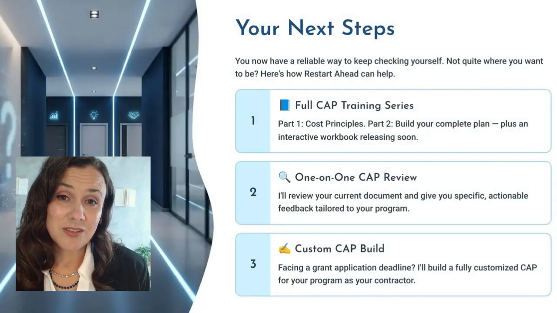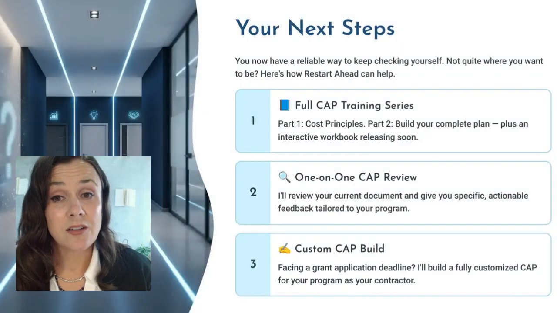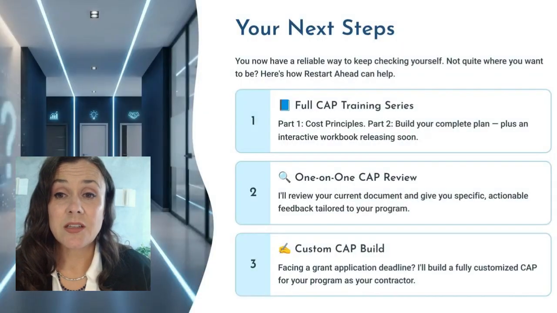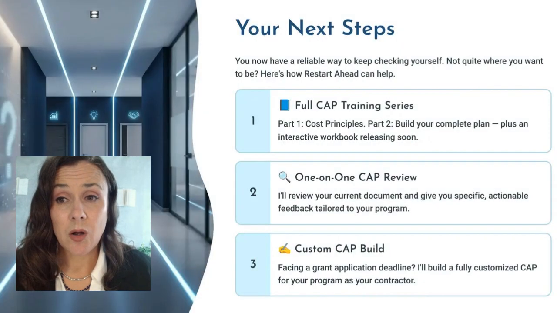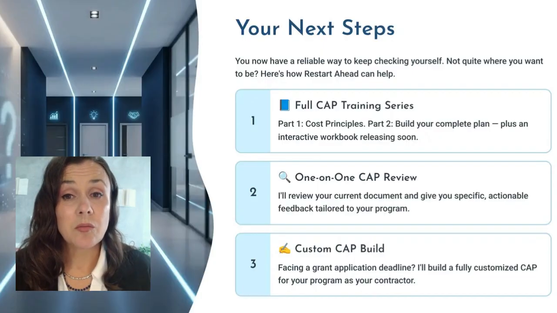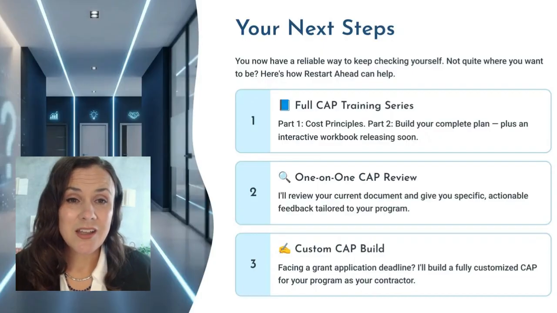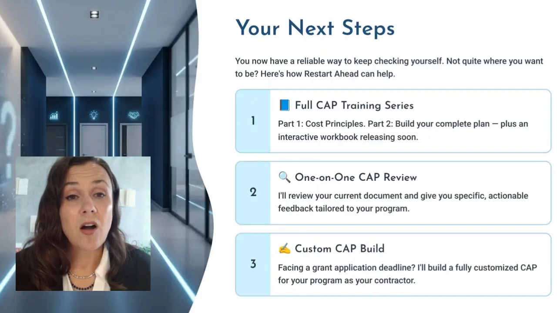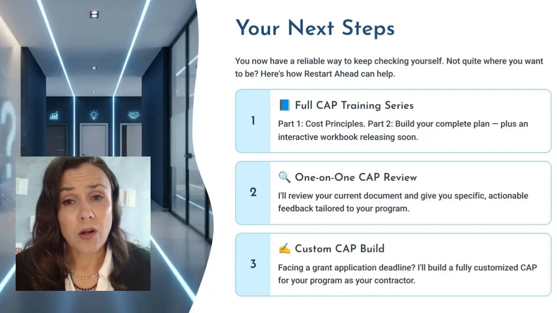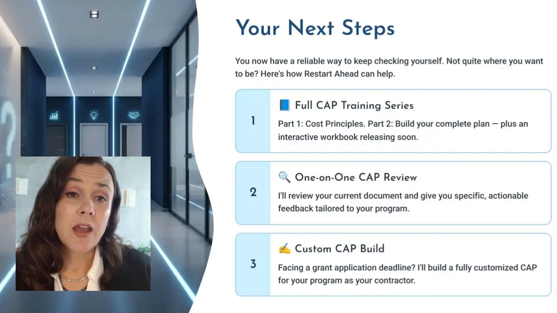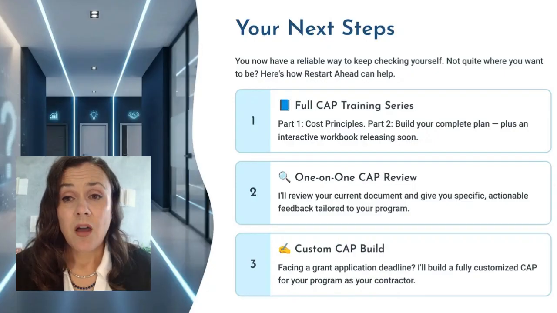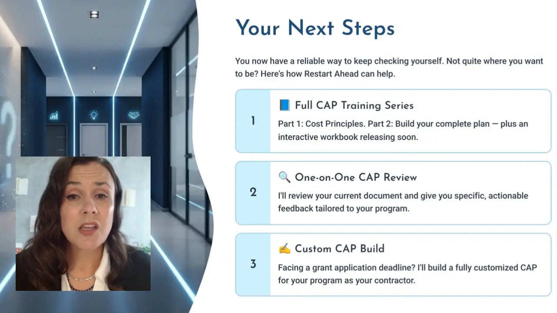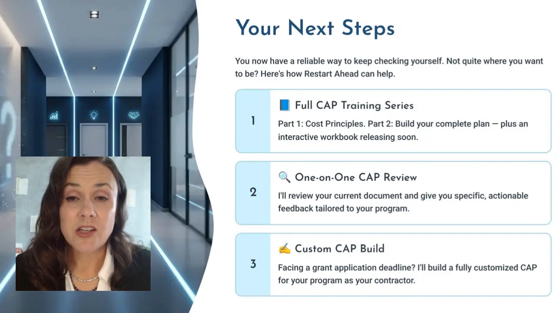You have 3 options. You can take my full cost allocation plan development training series. We start with the cost principles in part 1 and move on to building your complete plan in part 2. Plus, there's an interactive workbook. All of these will be released soon. Or you can schedule a one-on-one cost allocation plan review with me. I'll look at your current documentation and I'll give you specific, actionable feedback.